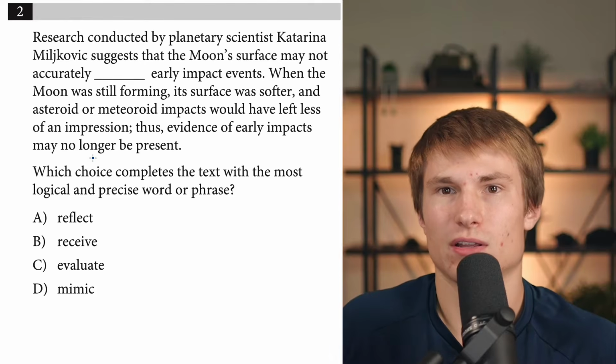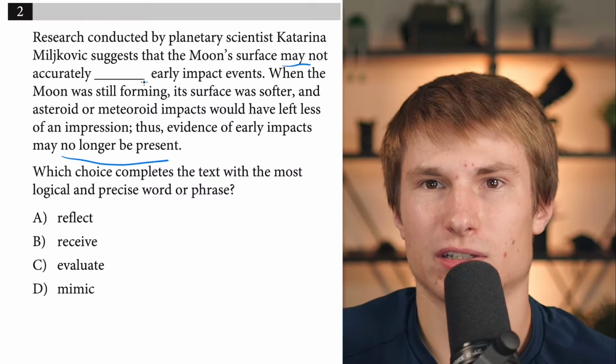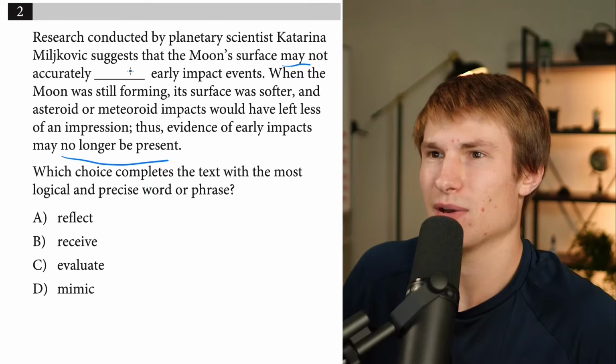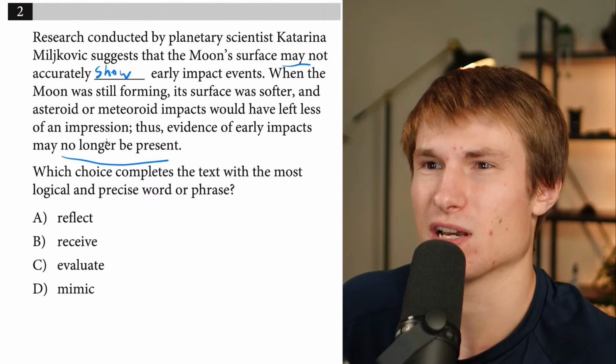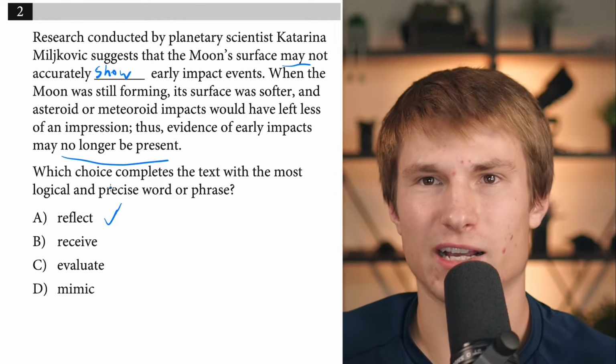All right, well, if the evidence of early impacts may no longer be present, then we would say that the surface may not accurately represent or show early impacts. Present instead of represent would actually be better. So something along the lines of show or present would make sense. We have option A, reflect early impacts. Okay, that would make sense. In this case, reflect would basically be stating that it may not accurately show early impacts.